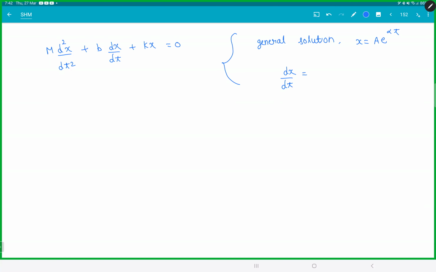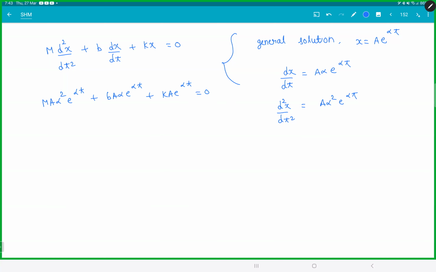Why is that? Max teacher will explain. I'll not get into that. This will be A into alpha e power alpha t. Double differential will be A into alpha square e power alpha t. So when you substitute here, you get m A alpha square e power alpha t, b A alpha e power alpha t, k A e power alpha t.